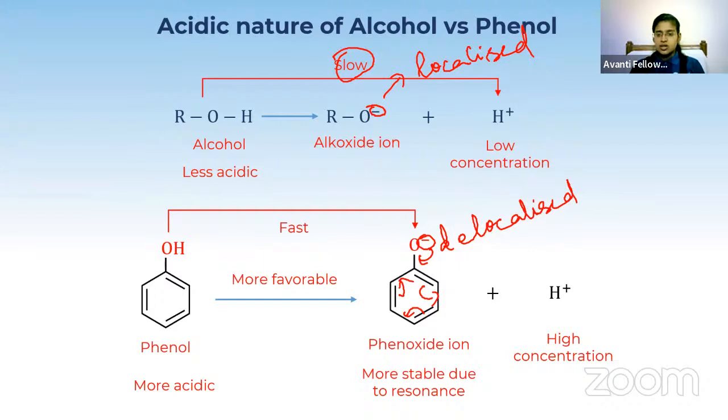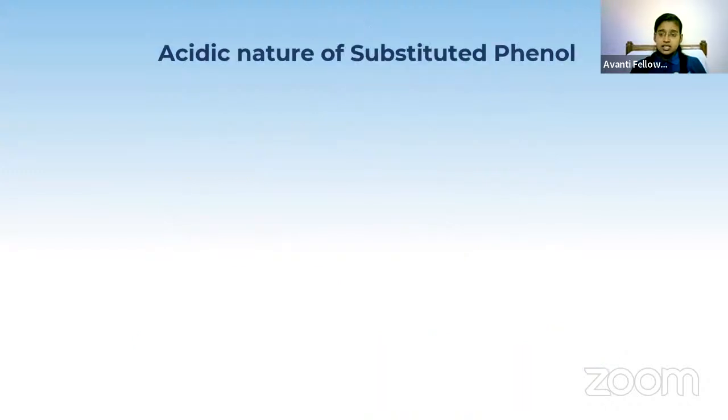Okay. So H plus comes out easily from phenol. The reaction is very fast. And here the H plus is coming out very slowly. And the concentration of H plus is also very low. So the reaction is getting very, very slow. Got it? So now let's study the acidic nature of substituted phenol.